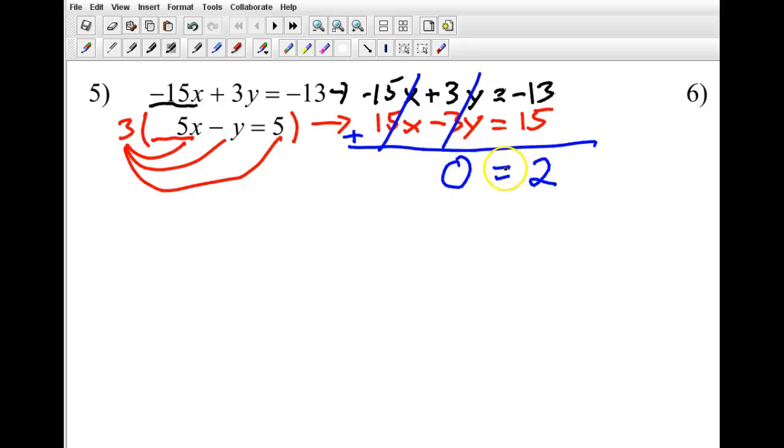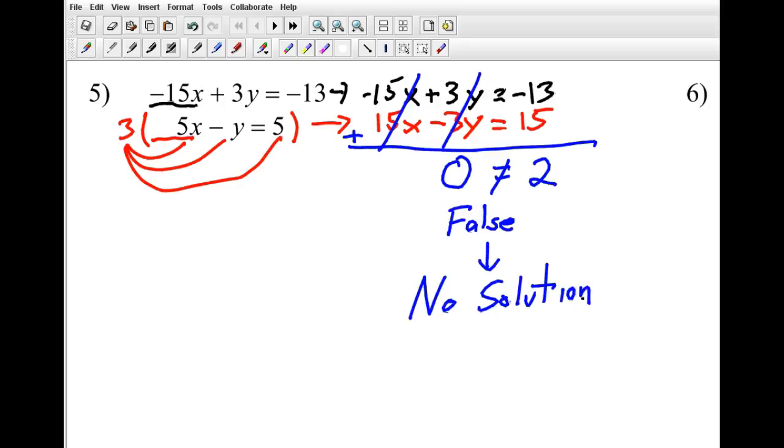What does that mean? Right, well, 0 is not equal to 2, right? That's false. 0 and 2 are not the same number. And if you have a false statement, that usually means no solution.